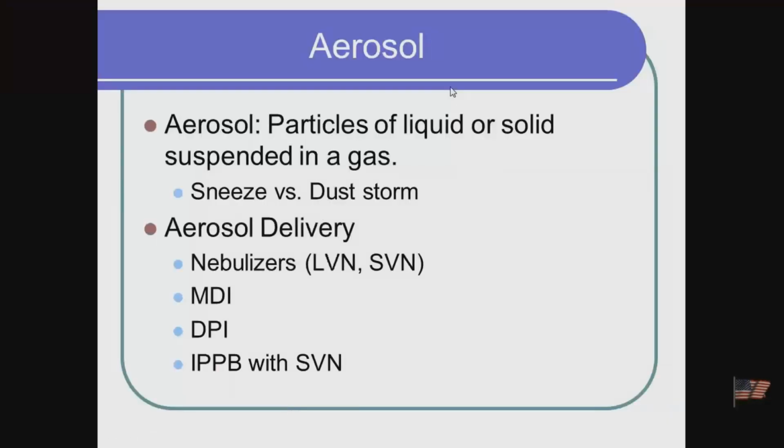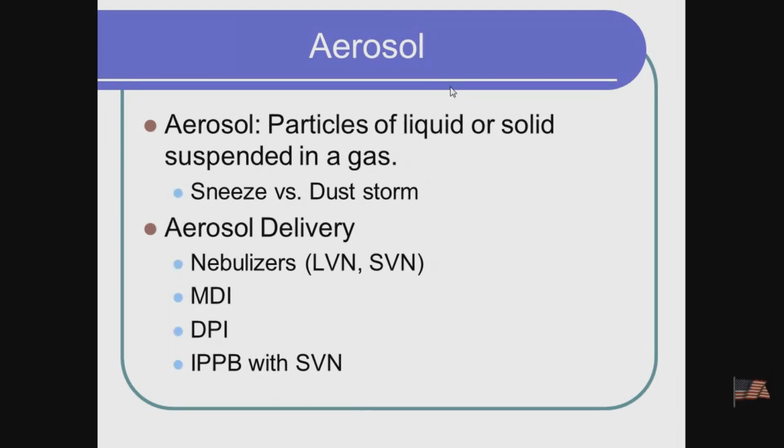Okay, the term aerosol is really talking about some sort of a particle that is suspended in a gas. It can be liquid, can be any kind of a solid material. I give the examples of a sneeze or a dust storm. Those are both examples of aerosols. We're going to use various devices to create an aerosol to facilitate the delivery of medication.